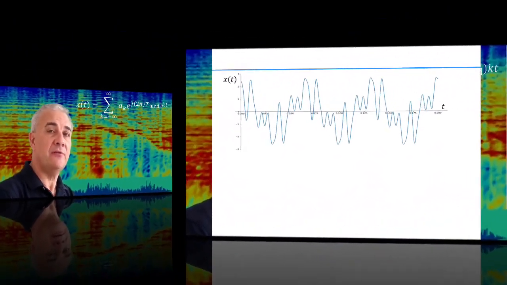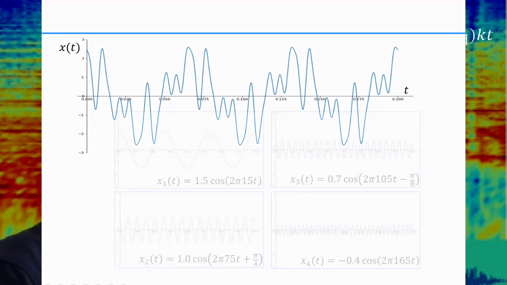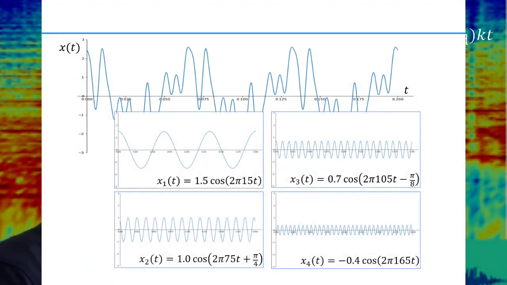Let us consider this periodic continuous time signal. In later lectures we will drop the requirement of periodicity, but for now that is what we need. This signal can be decomposed into 4 sinusoidal terms. For each cosine we have a frequency, for instance 15 Hz or 105 Hz, a strength or amplitude, for instance 1.5 for the cosine with frequency 15 Hz, and a phase, or if you like, a position relative to t=0, for instance pi/4 for the frequency 75 Hz.